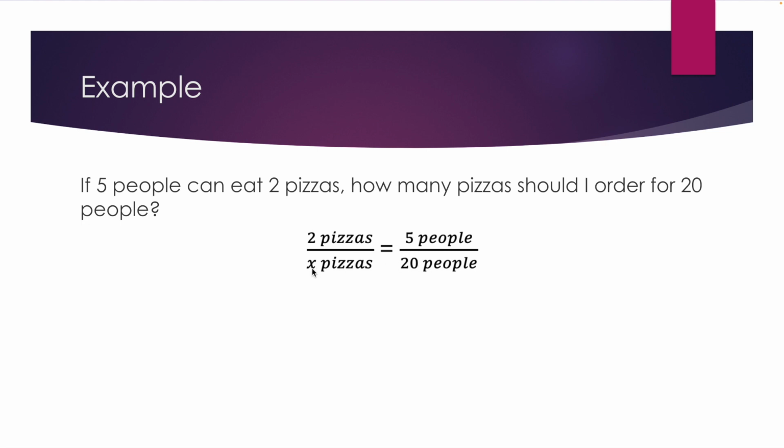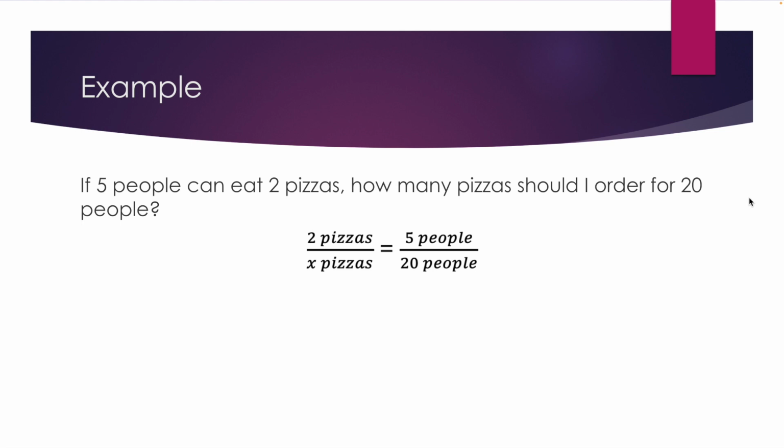Now with our x, we have to think about our answer. What answer am I expecting? So if 5 people get 2 pizzas, is my answer going to be bigger or smaller than 2? I want my answer to be bigger than 2, so I'm going to put the x on the bottom. Depending on where you put that x will determine whether you get the correct answer or not, so you have to be very careful. So I'm thinking, do I want this number to be bigger or smaller than 2? I want it to be bigger. I have more people, so I'm going to need more pizzas, and so I'm going to put the x on the bottom.